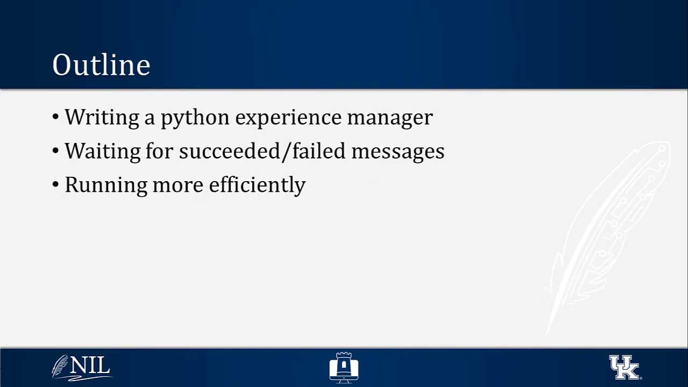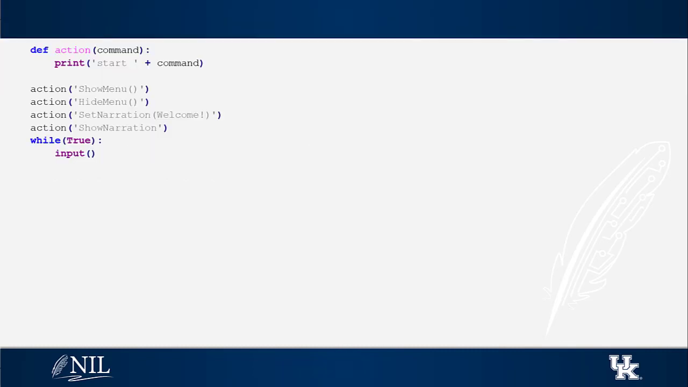In this video, I will talk about writing our own first experience manager in Python. Writing an experience manager in Python is as simple as writing print. As you can see in our first prototype, I've written a function called action, which receives a text message, appends start to that message, and then prints it.